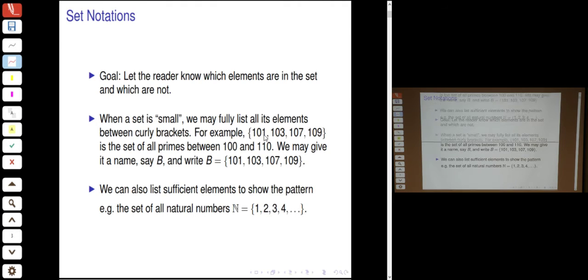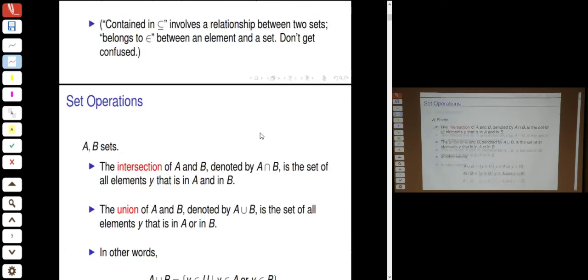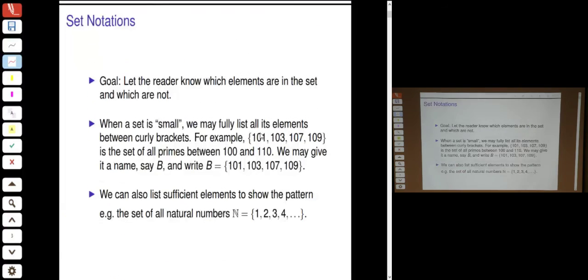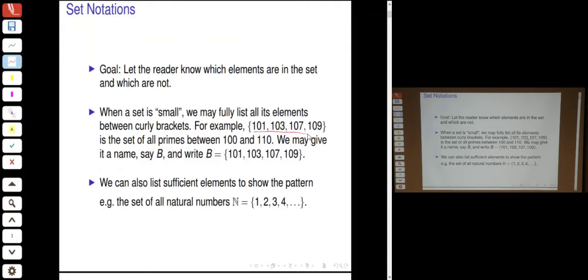For example, 101, 103, 107 and 109. Notice that 105 is missing, so it's not the set of all odd numbers between 100 and 110. Instead, it's the set of all primes between 100 and 110. We give it a name, say B, and write B = {101, 103, 107, 109}.